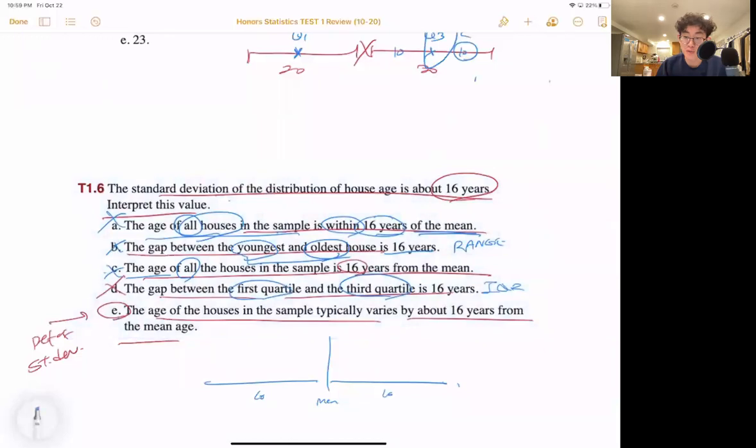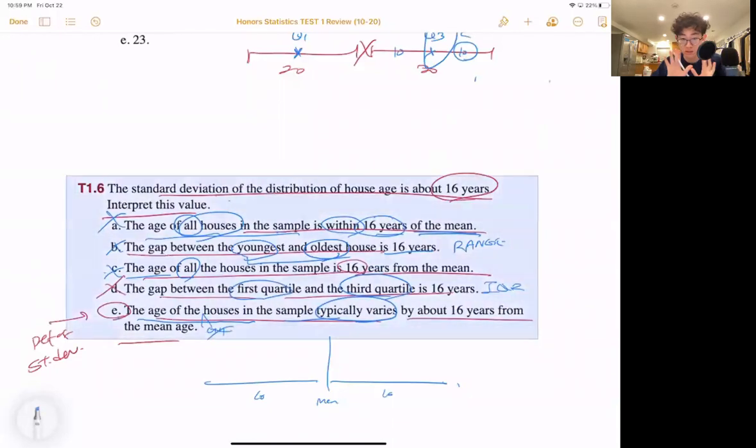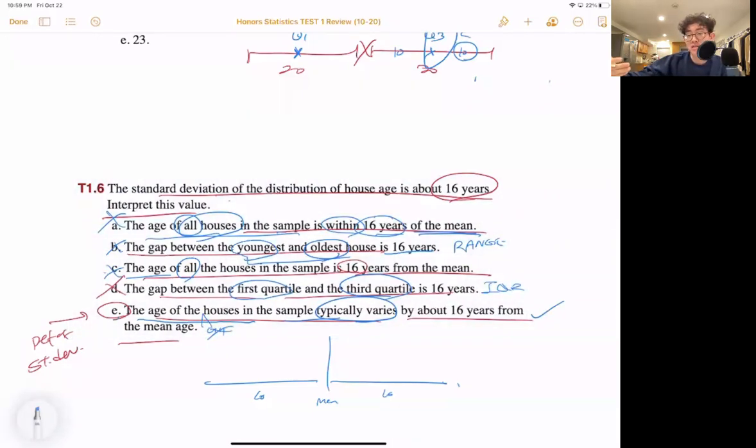E, let's read this carefully. The age of the houses in the sample typically varies. There's no "all the houses." Just that the age of the houses in the sample typically varies by about 16 years from the mean age. Perfect. That's the definition of what standard deviation is. Typically varies. Not all the houses, not all the ages are contained within one standard deviation. That is not the case. So the correct answer here is E.